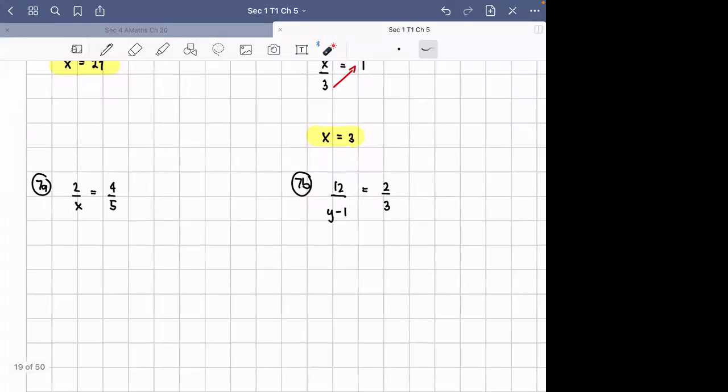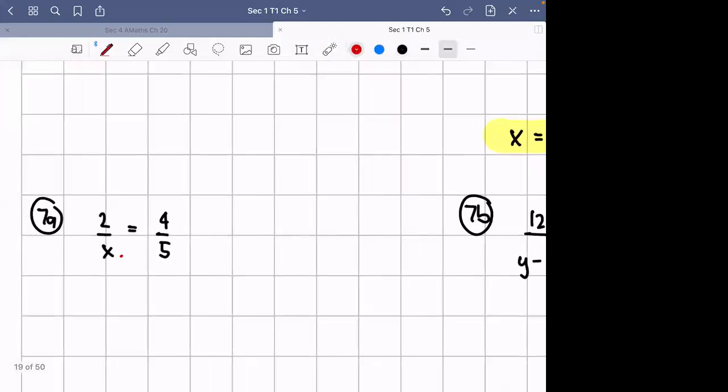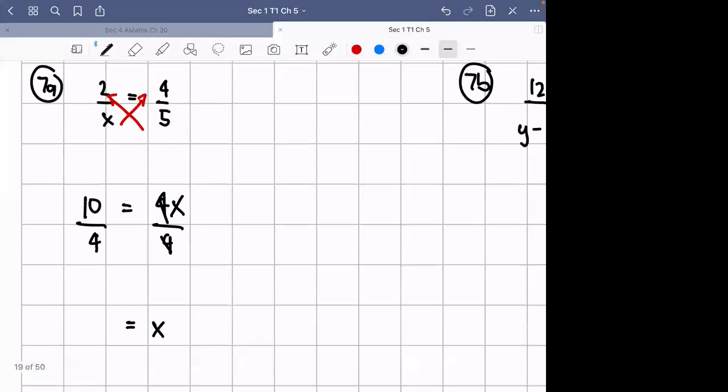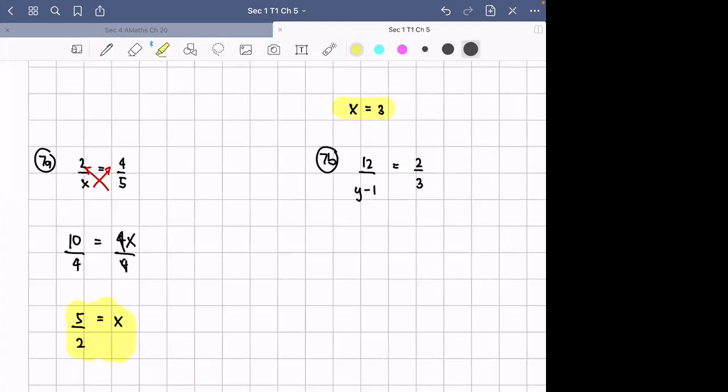All right, and then let's have 7a. So 7a, when it's like this, you can cross multiply right away. And then what's your answer? So 5 times 2 gives you 10 equals x times 4 gives you 4x. So what's the value of x? Divide both sides by 4. X is equal to, what is 10 over 4 in simplest form? It's 5 over 2. Okay, is this your answer for 7a?